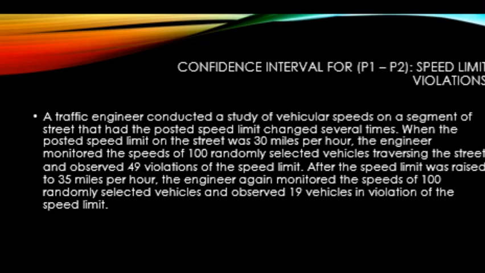Okay, here's an example. A traffic engineer conducted a study of vehicular speeds on a segment of street that had the posted speed limit changed several times. When the posted speed limit on the street was 30 miles per hour, the engineer monitored the speeds of 100 randomly selected vehicles traversing the street and observed 49 violations of the speed limit. After the speed limit was raised to 35 miles per hour, the engineer again monitored the speeds of 100 randomly selected vehicles and observed 19 vehicles in violation of the speed limit.